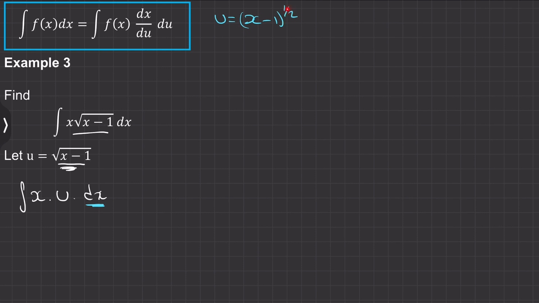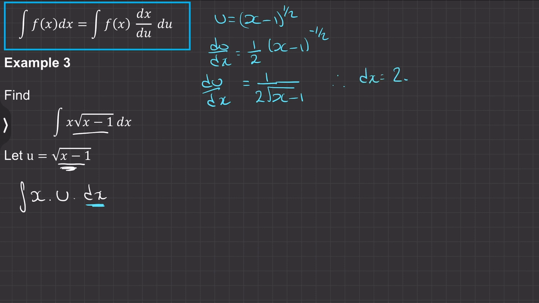To differentiate this, we'll bring the half down. So du by dx will be 1/2 of x minus 1. We'll take away 1 from this power, and then we'll multiply it by the derivative of the inner function, which is 1. So we'll leave it as this. And then we can simplify this as 1 over 2 times the root of x minus 1. And this is equal to du over dx. So therefore, dx will be equal to 2 root x minus 1 times du.